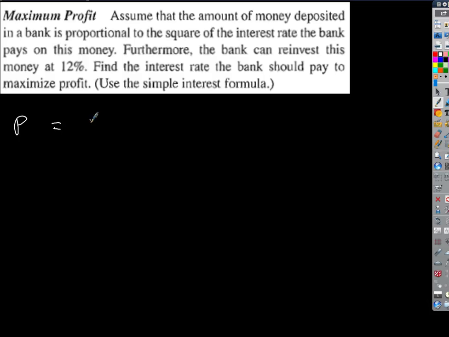What's the revenue gonna be? Not 1.12, but 0.12, yeah, 0.12, right, times, we'll call it D for the amount that's deposited. Does that make sense? So 0.12 D is gonna be our revenue. Now we gotta subtract from that our costs.